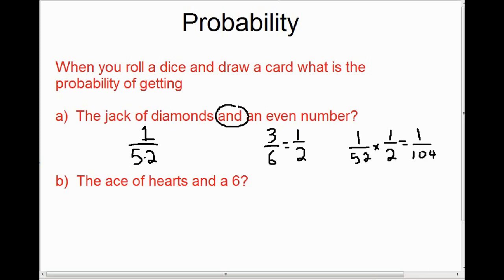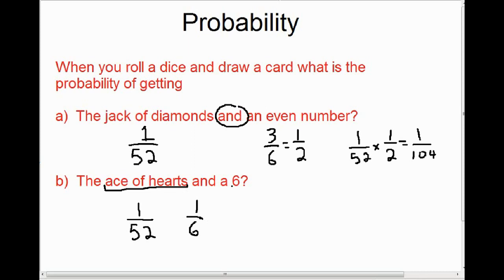So suppose we want to get the Ace of Hearts, so that one specific card, and a 6 when we draw a card and roll a dice. So let's look at the individual probabilities here. The individual probability of getting the Ace of Hearts, again, is just 1 out of 52, because there's only one Ace of Hearts in a deck of cards, and 52 possible cards. The probability of getting a 6 when we roll the dice is 1 out of 6. There's only one 6 on a dice out of 6 possible numbers.